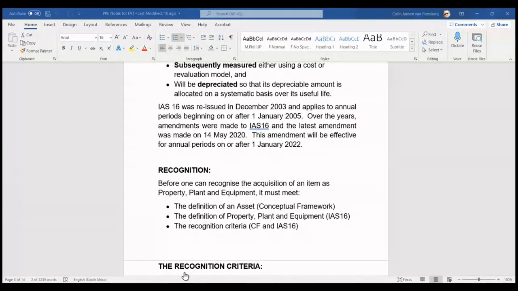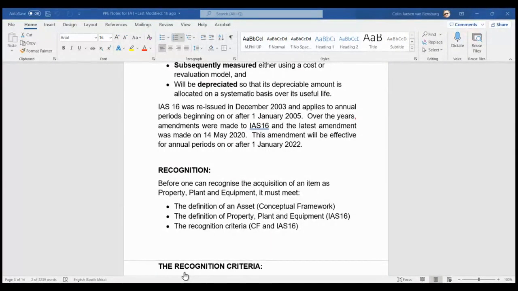Relevance is one of the fundamental qualitative characteristics. What was the other one? Faithful representation. Thank you, Zila. You have no idea how much you've just impressed me. Right? That is very, very good.